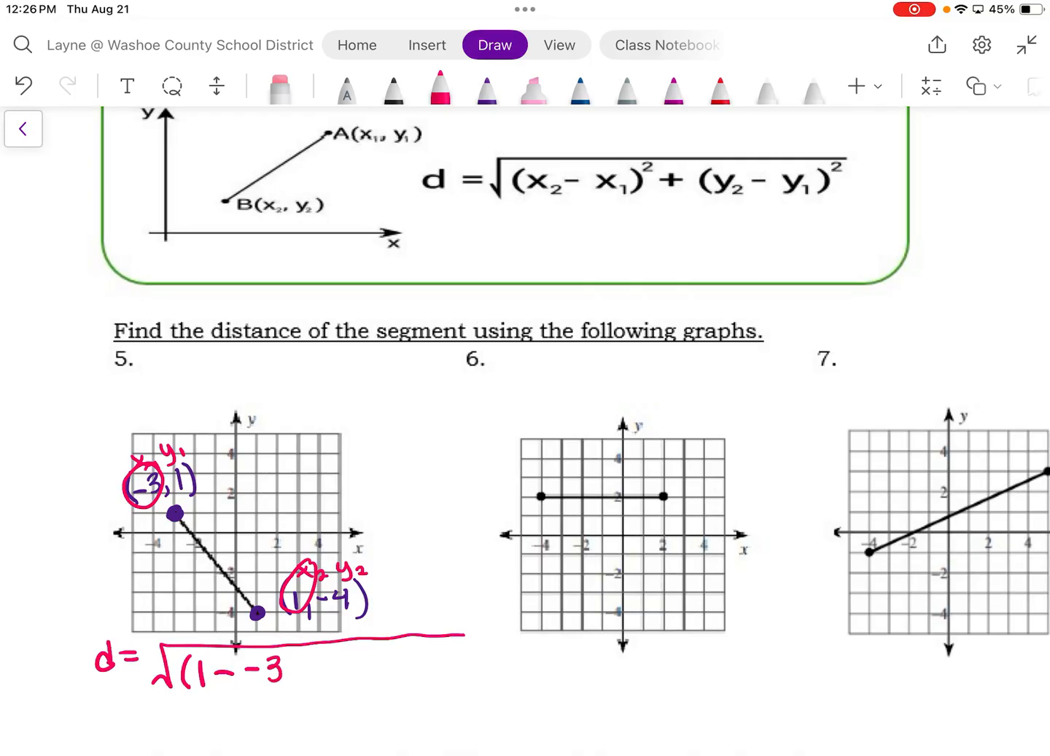I need to make sure, this is really important, that I put a minus because the formula has a minus, and I put another minus because this is -3. So I have minus -3. And then the formula has a squared here, so I put a squared, plus, and then I do y2, which would be -4, minus, because the formula has a minus in it, and then -1, which is 1. And then I square it.